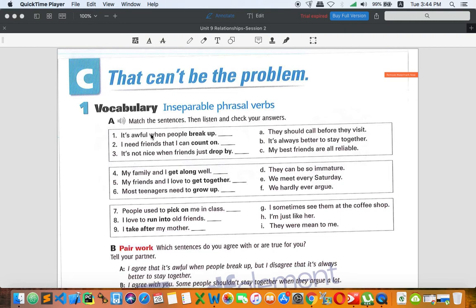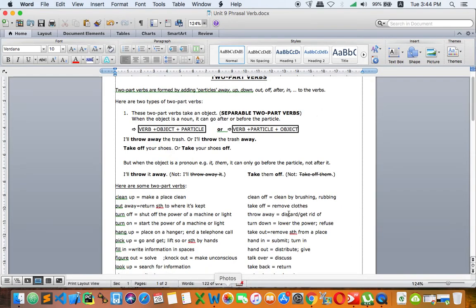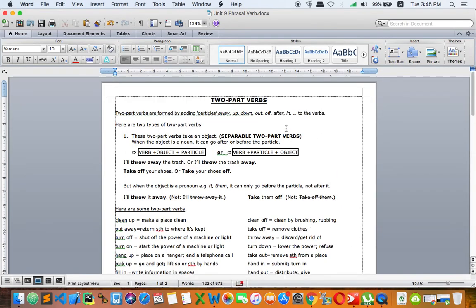Later I will go back to this part. So now let's go to the handout. In this case, we call it a phrasal verb, or another word you can say is two-part verbs or two-word verbs. Doesn't matter.